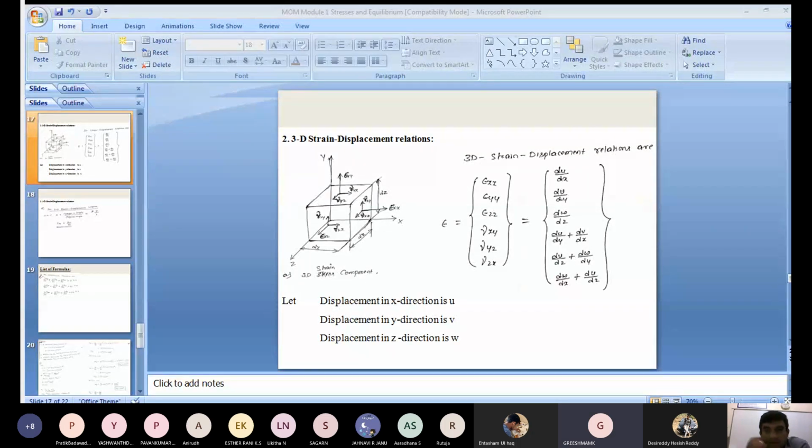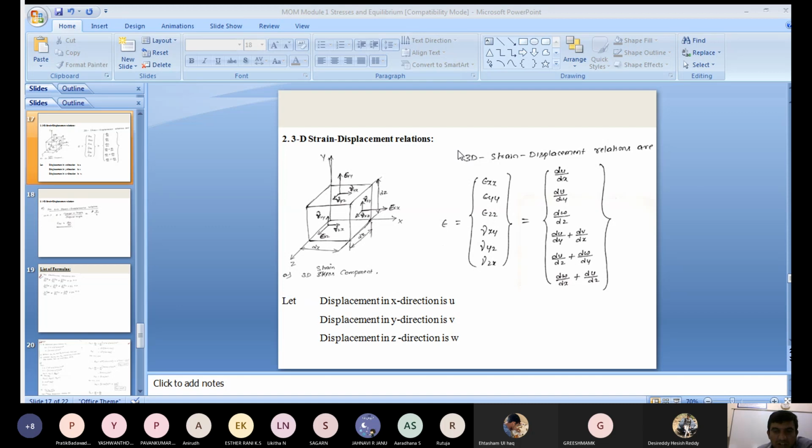Okay. See, first I will tell you the normal strain. The strain is nothing but change in dimension to the original dimension. Epsilon xx is equal to, see here, the change in dimension along the x-axis is du, and the thickness of the element along the x-axis is dx. Am I right? Similarly, tell me the second one.